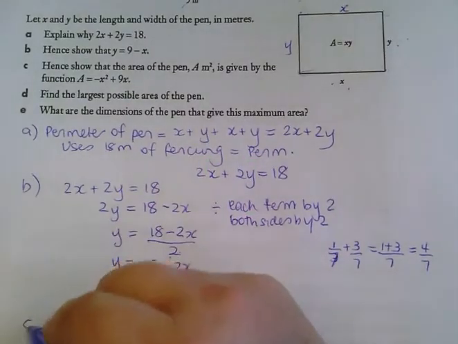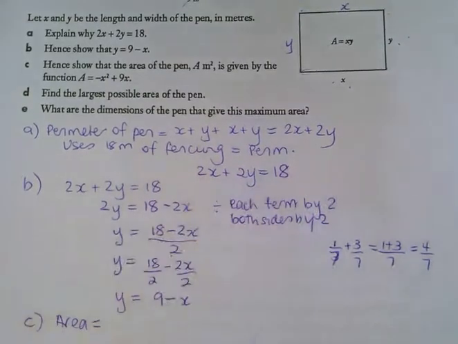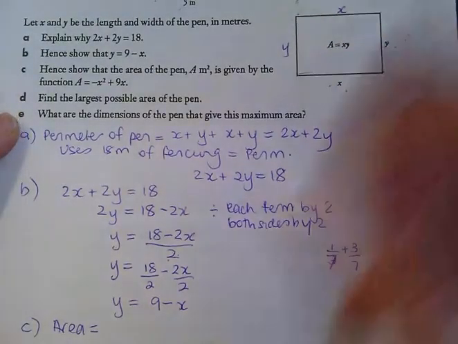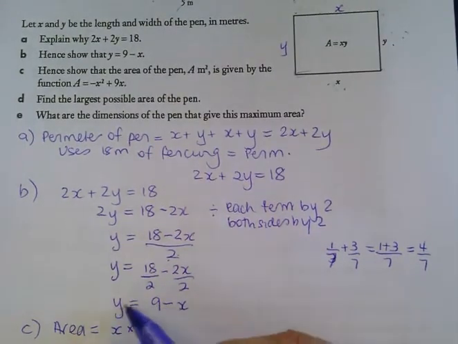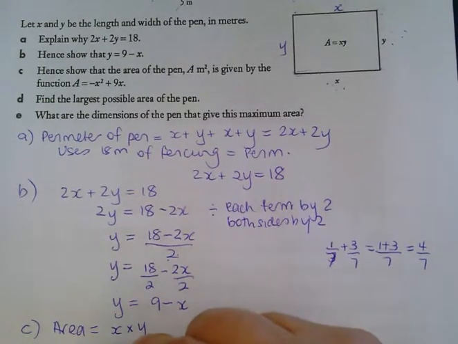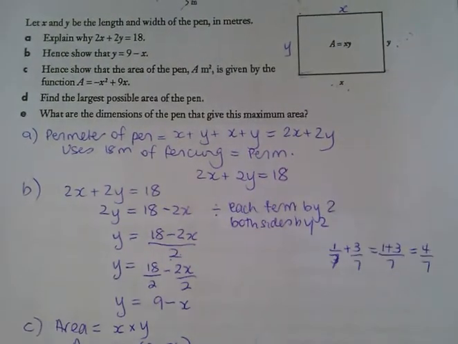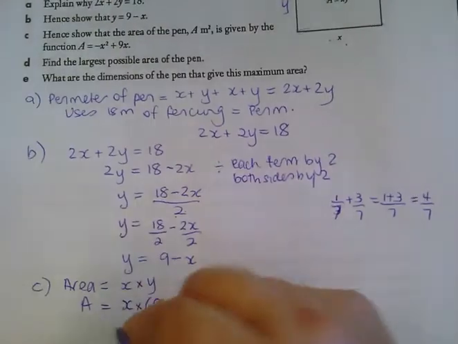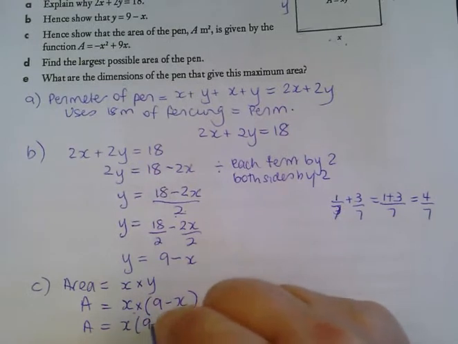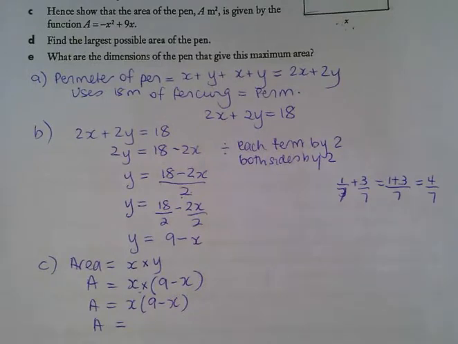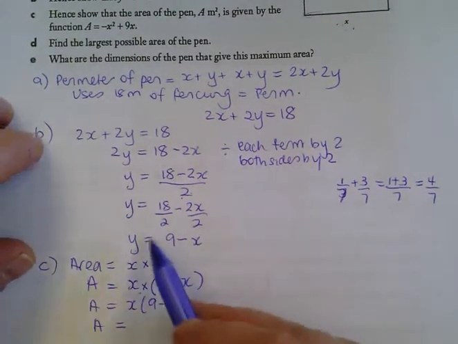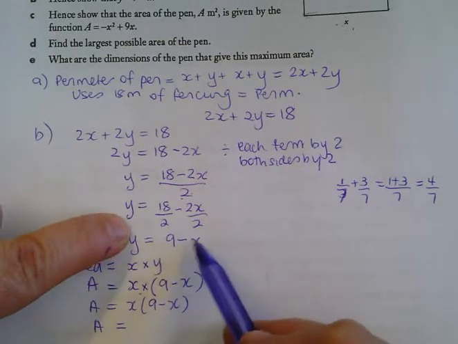Now, part C asks for the area. Now, isn't the area equal to x times y? So the area is x times y, but we've come up with an expression for y in terms of x. So it's x times bracket 9 minus x. Do you know why I'm putting a bracket? Because I'm multiplying the x by 9 minus x, which is more than one thing. So this is x bracket 9 minus x, and now I can expand. We okay with this? Well, it's x times y, and I've just worked out in part B that y is 9 minus x.